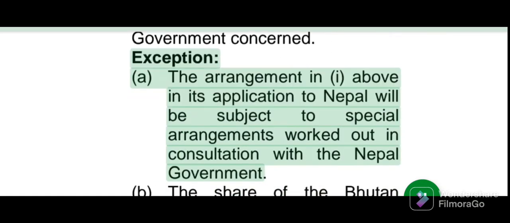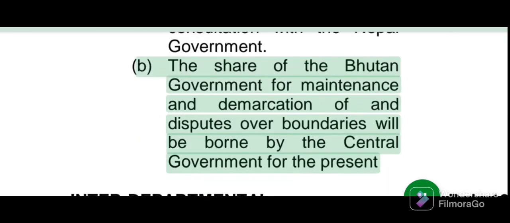Exception: A. The arrangement in I above in its application to Nepal will be subject to special arrangements worked out in consultation with the Nepal government. B. The share of the Bhutan government for maintenance and demarcation of disputes over boundaries will be borne by the central government for the present.